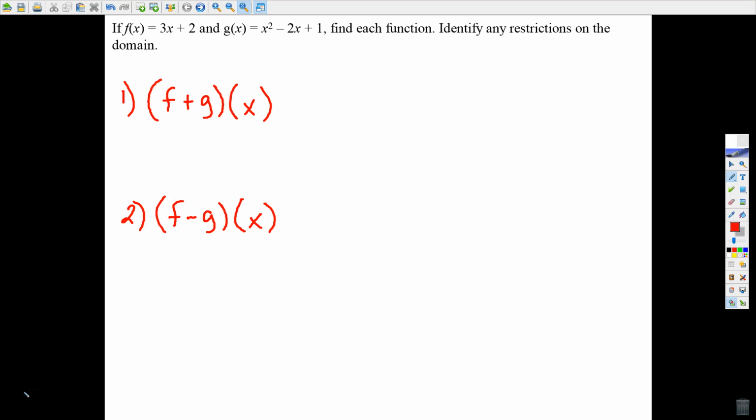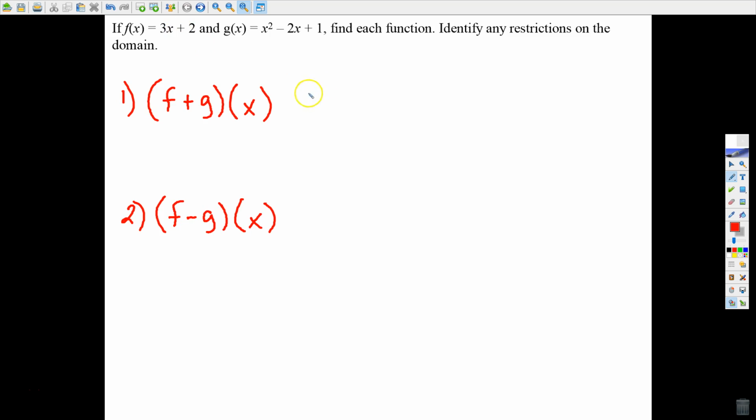This is a video to work out the problems on the Chapter 5 test review sheet. And so let's just get started working these problems out. Given these two functions, the f and the g function, this says to add those functions together. And what would that result be?